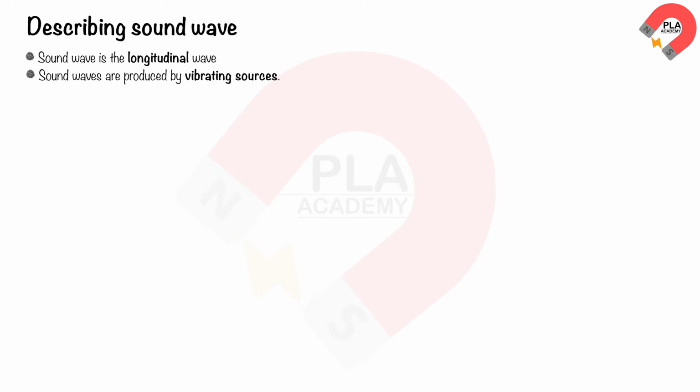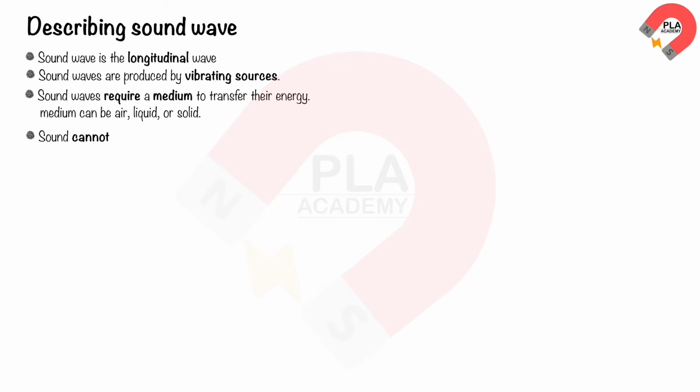Describing sound waves. Sound wave is a longitudinal wave, which means that the particles of the medium vibrate in the same direction as the wave is traveling. Sound waves are produced by vibrating sources. When a vibrating source moves back and forth, it creates pressure variations in the surrounding medium. Sound waves require a medium to transfer their energy. The medium can be air, water, or any other solid or liquid. This is why sound cannot travel through a vacuum.